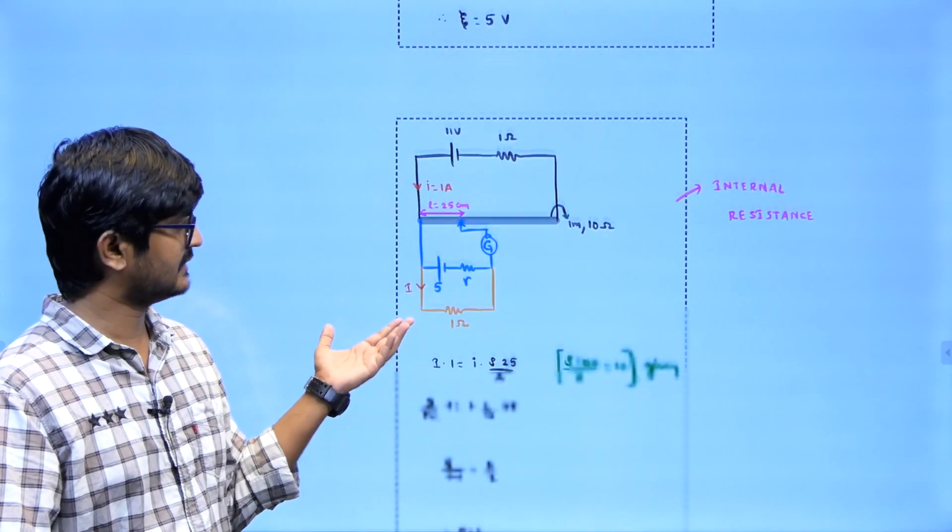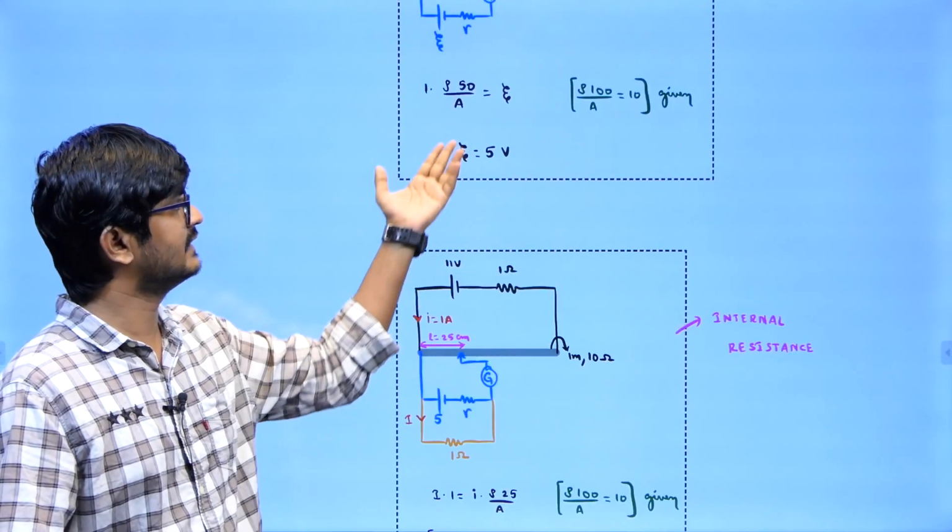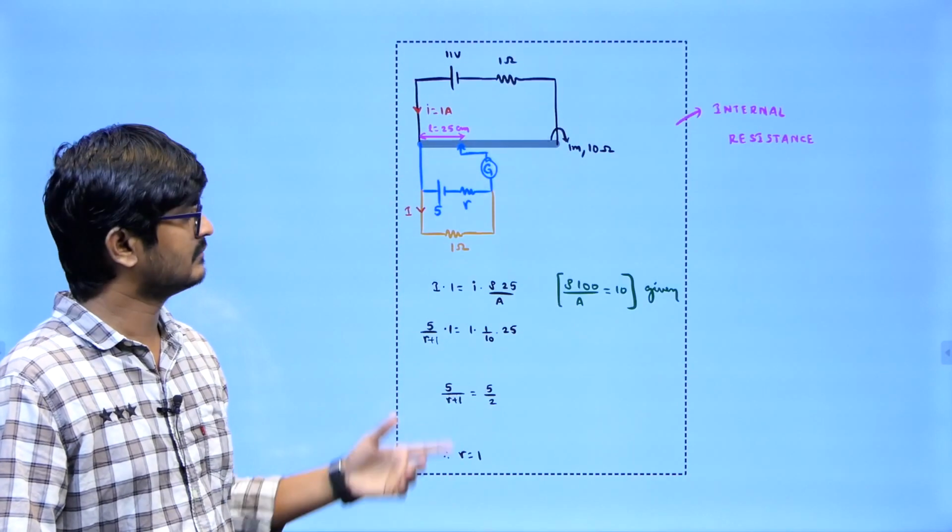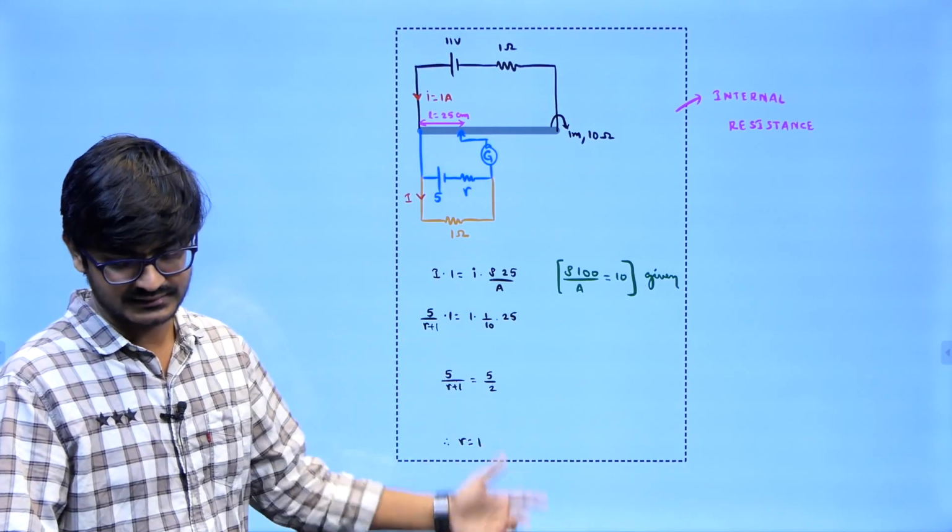Similarly, the next part is that after that you can even find the internal resistance of the battery by adding some external known resistance. That's up to you.